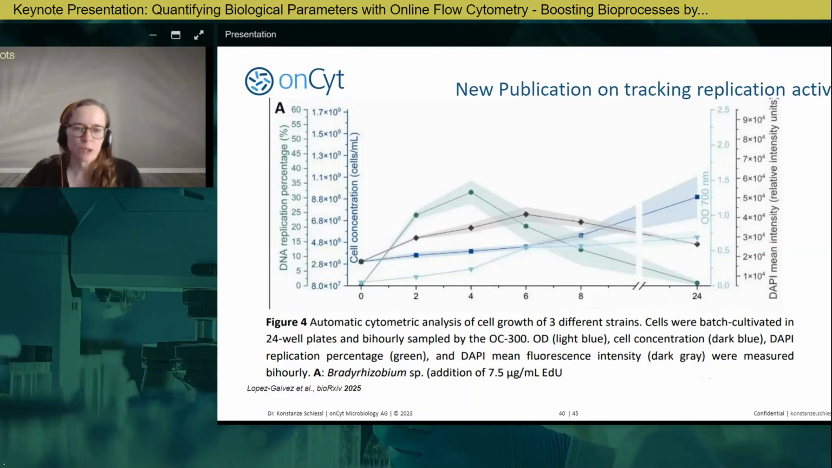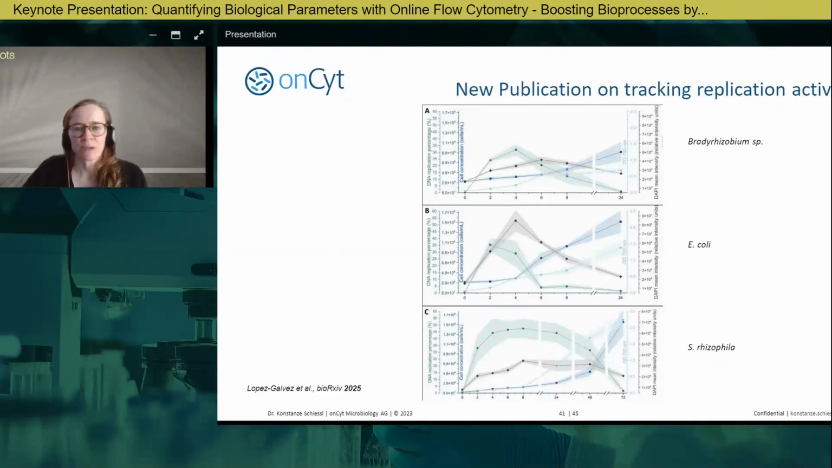So in the end, what you see is different dynamics again. Here we have one strain, and we can see the OD and the cell growth slowly increasing. And then we have in green the DNA replication percentage. And what's interesting, when you compare different strains, you see that they have different strategies of growing.